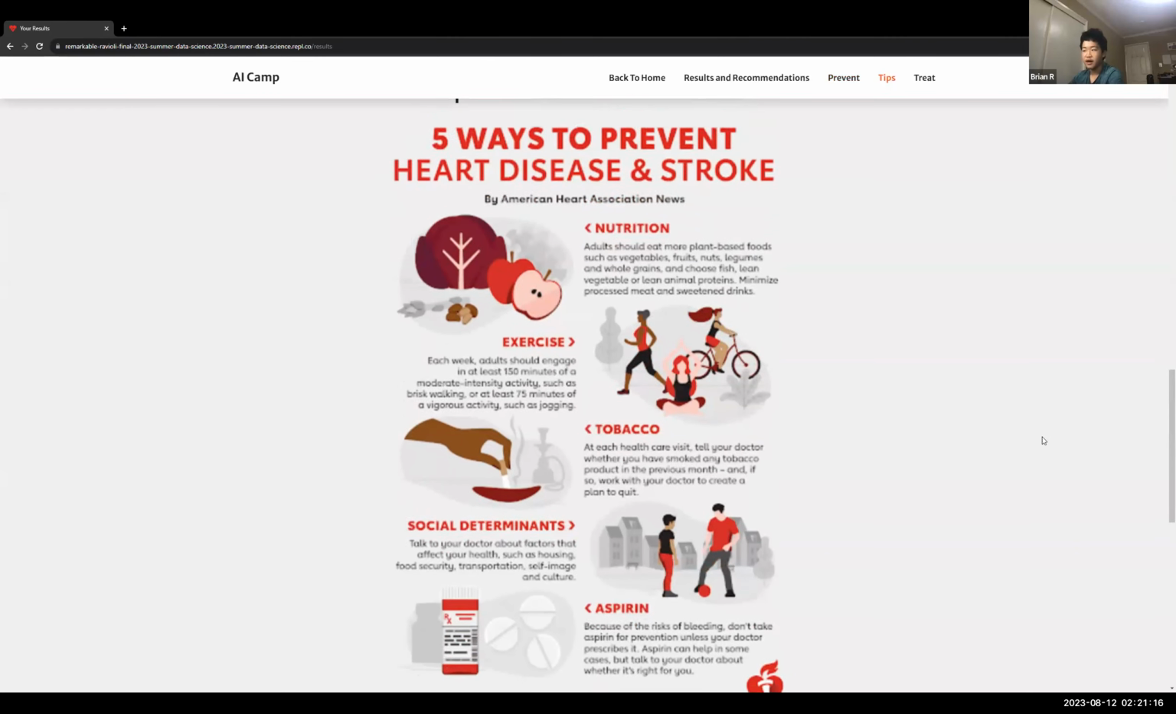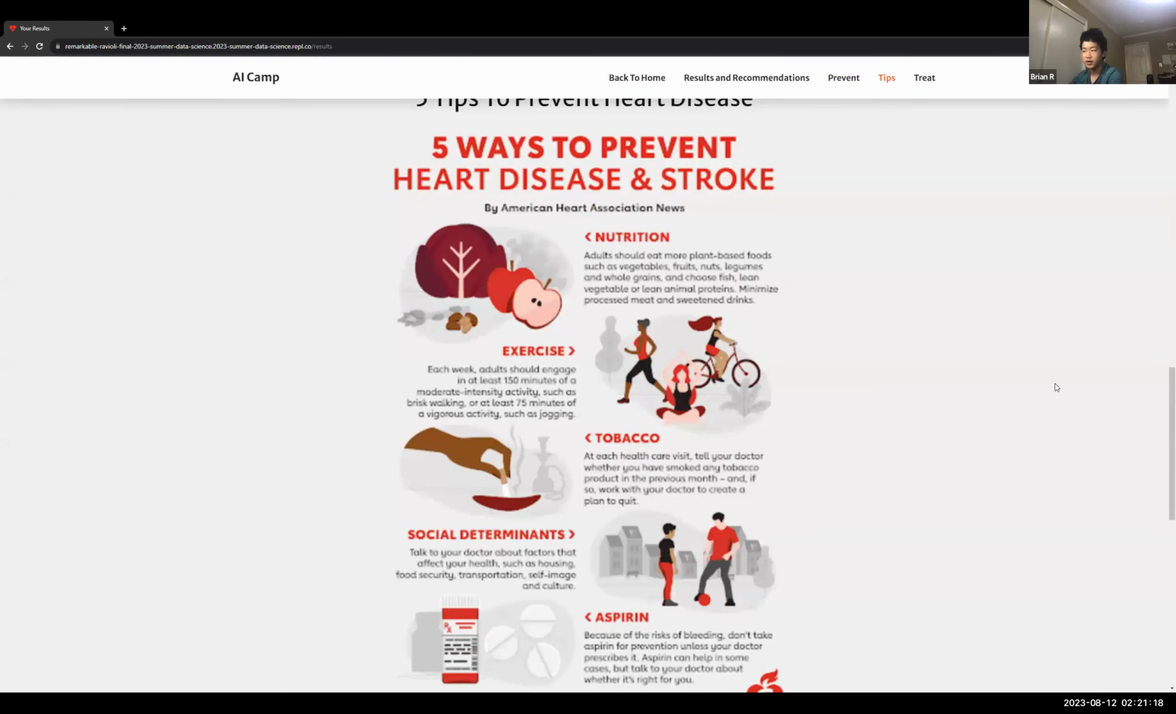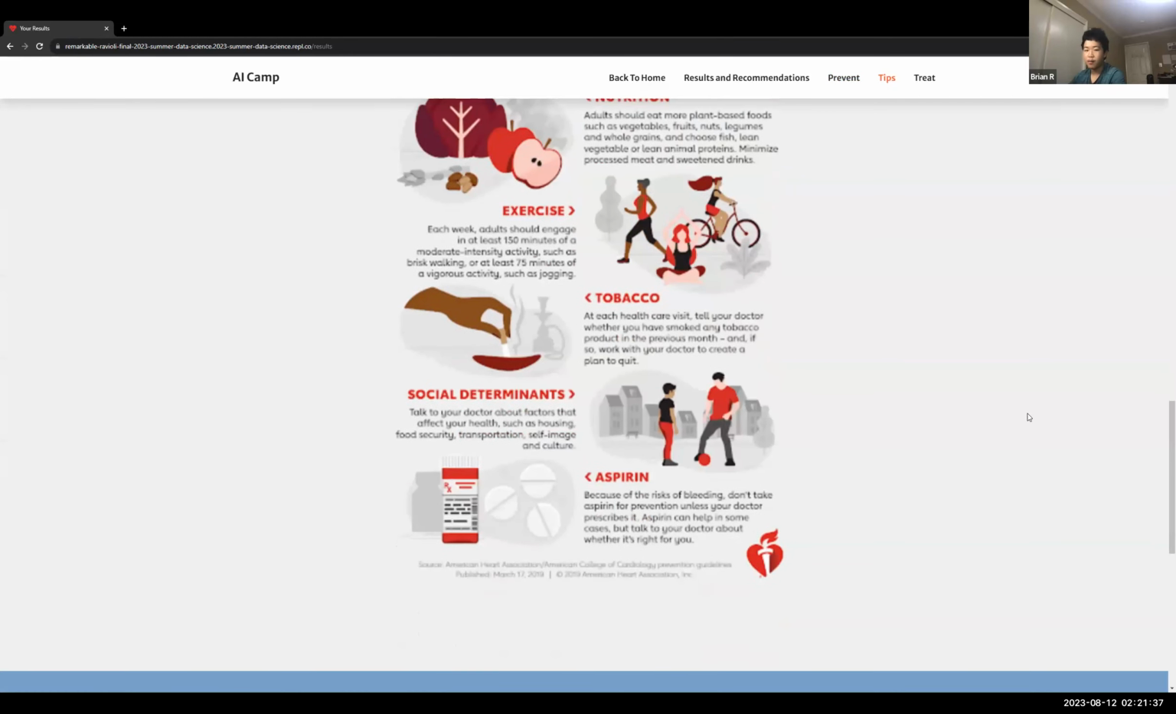The next section we have is a brochure from the American Heart Association. This brochure gives 5 tips/ways to prevent heart disease. The first tip, as we can see, is about nutrition, which basically states that one should eat a healthier diet that is more nutritious, perhaps eating more vegetables and fruits. The second tip is to exercise, which just says that one should exercise at least 150 minutes a week. The third tip is tobacco, which states that one probably shouldn't smoke tobacco if they want to reduce their risk of heart disease, as smoking tobacco can rapidly deteriorate your general health.